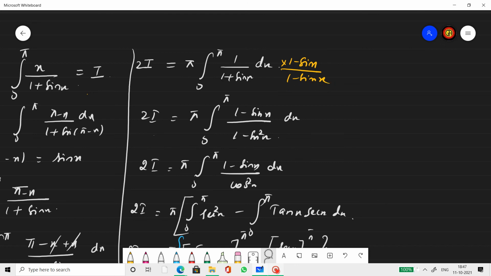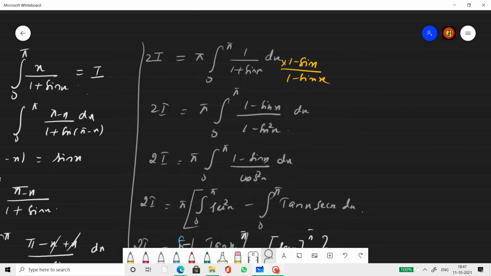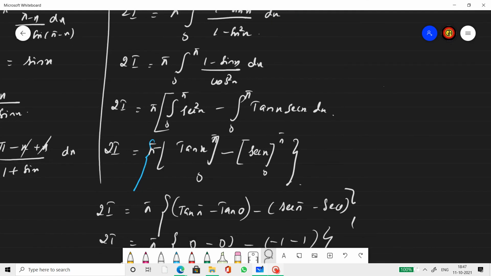Do remember this only when it is 1 by. Rationalize the denominator, we get 1 minus sin x by 1 minus sin square x. 1 minus sin square x is cos square x. Now distribute the denominator. After you distribute or split the denominator, you come to this term. Everything can be integrated directly now.